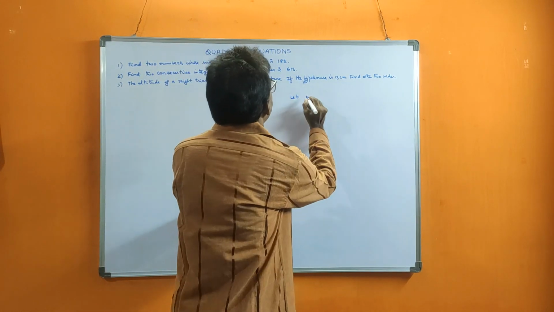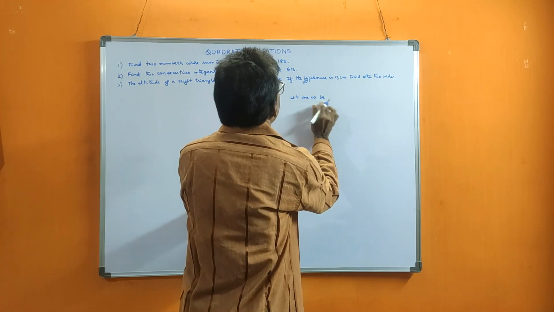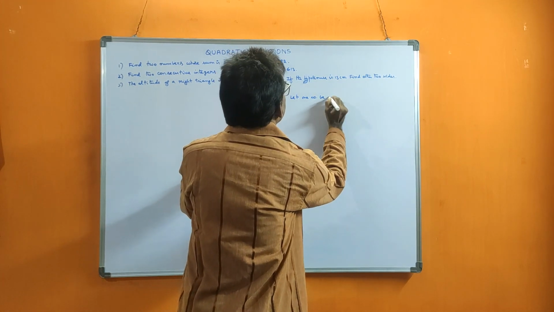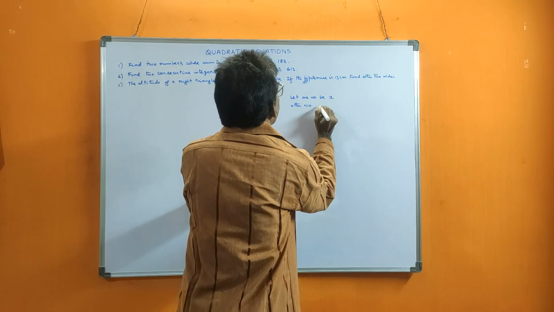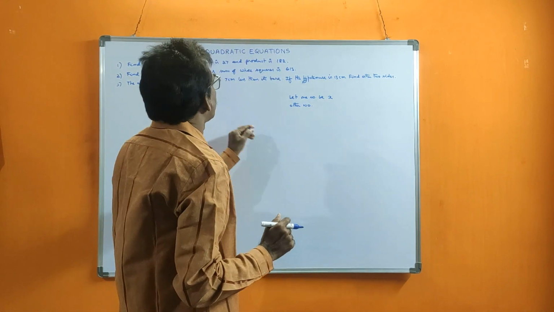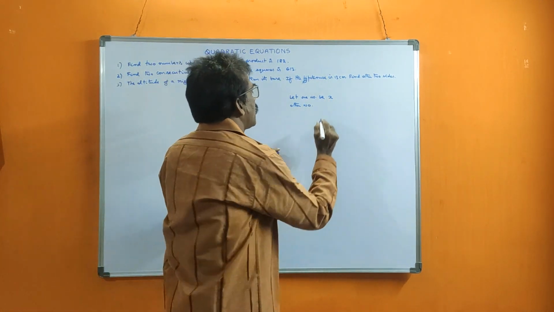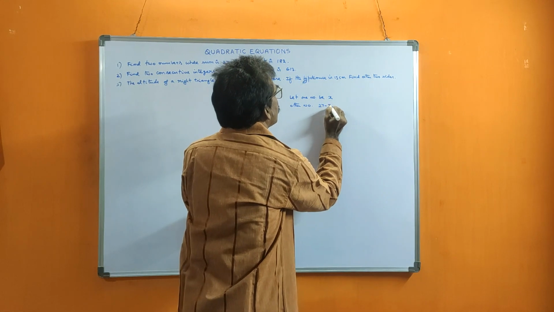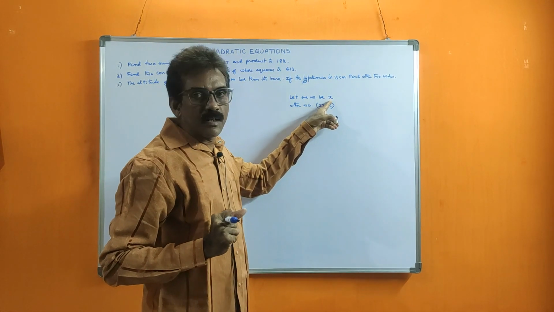That's why let one number be x, then the other number. One number is x, means the other number? Sum is 27. One number is already x. What should the other number be? 27 minus x. The sum should be 27, and already one number is x.